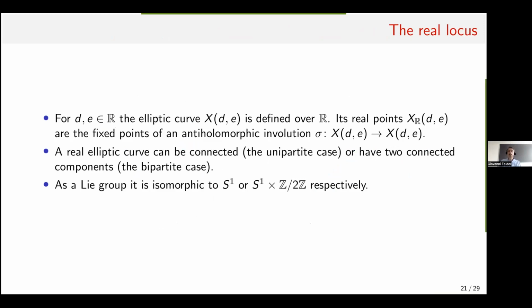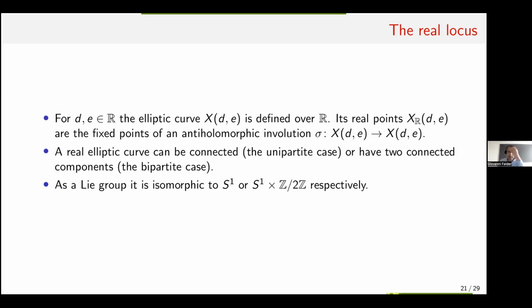Okay, so now let's discuss a little bit the real locus. So this was general complex algebraic geometry, but we can ask when do we have real points? Let's take two real values of the integrals of motion, and then we have an elliptic curve defined over R, namely given by equations with real coefficients, and the real points are fixed points of an anti-holomorphic involution of these complex curves.